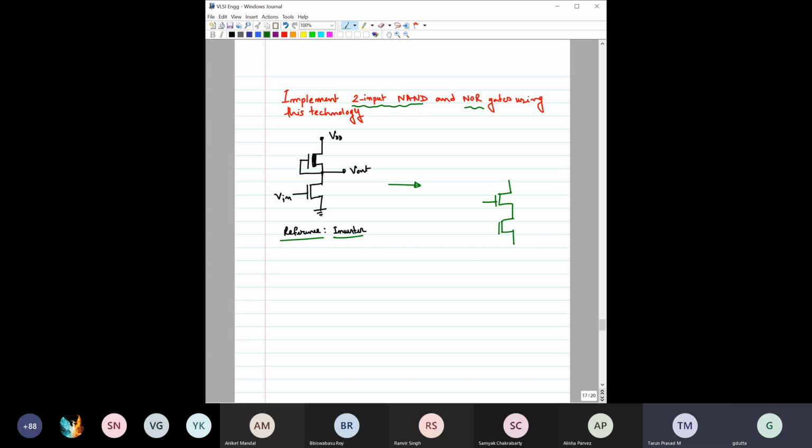So are you suggesting then something like this? Say this is V in 1, this is V in 2, this is ground, this is V out, and are you suggesting something like this? Yes, sir. Okay, and why do you think this will work?